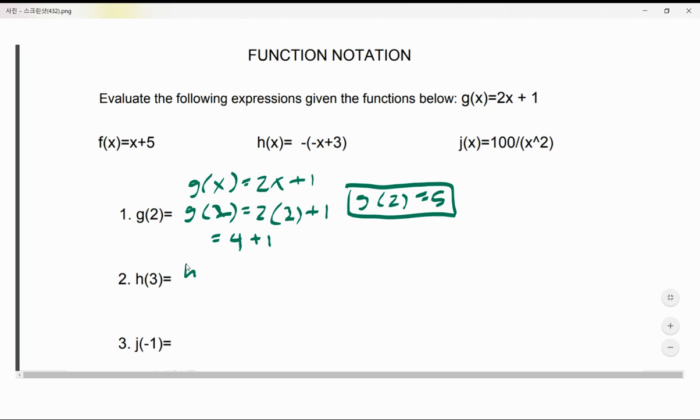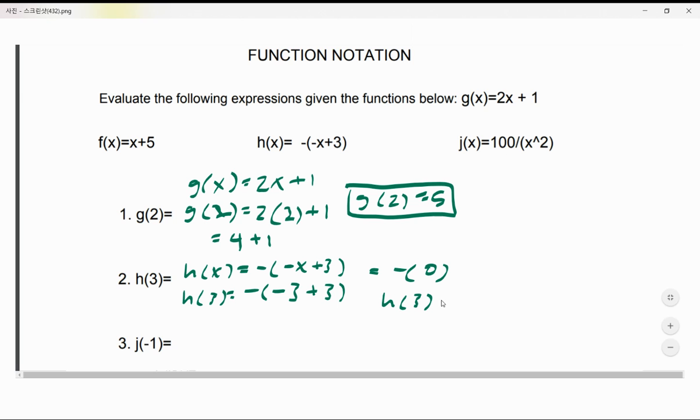Okay, h function is h(x) equals negative x plus 3. h(3) is negative 3 plus 3. And you know that negative 3 plus 3 is 0. So h(3) is 0. Okay.